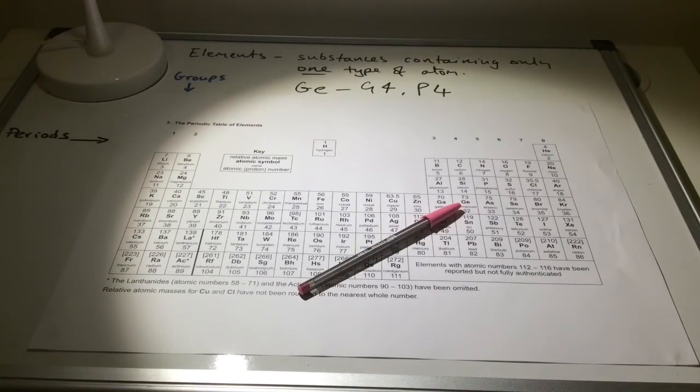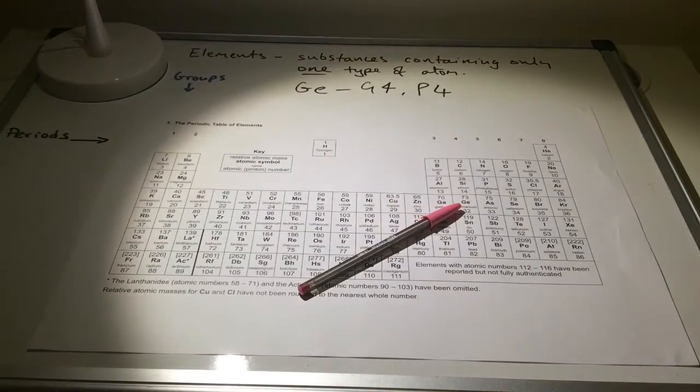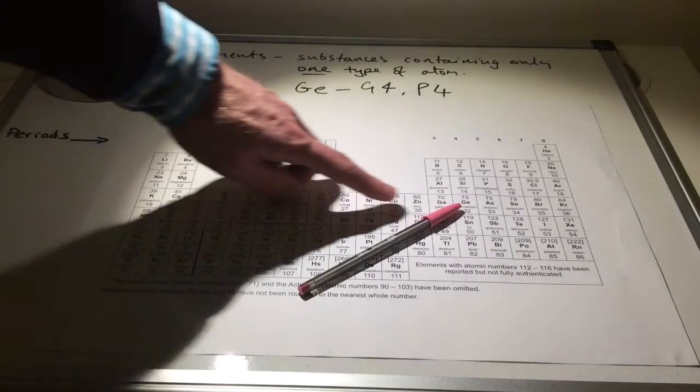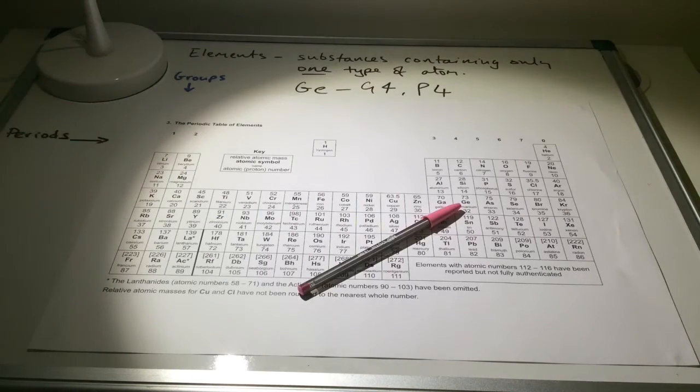Germanium is in group 4, so it's in this vertical column here, and it's in period 4, so it's the 4th horizontal row. Remember, period 1 is hydrogen to helium. Often students forget about this one and they start period 1 there, which isn't right.